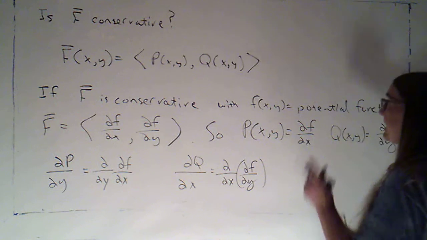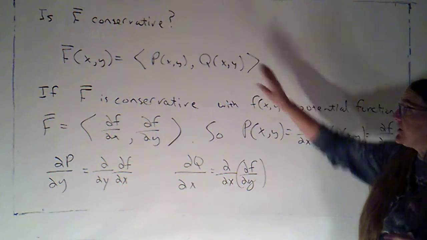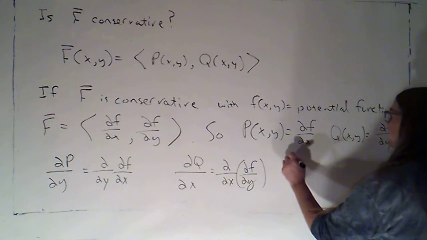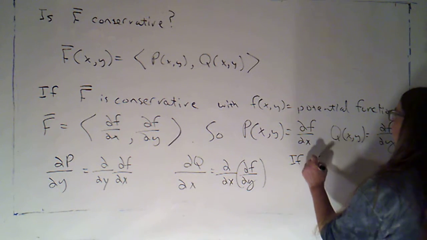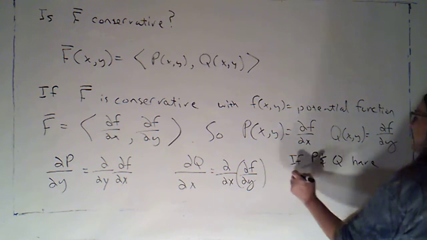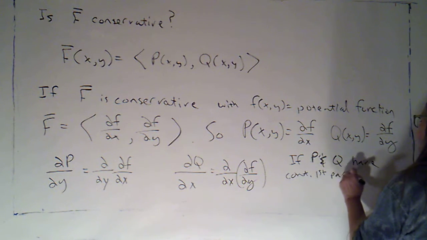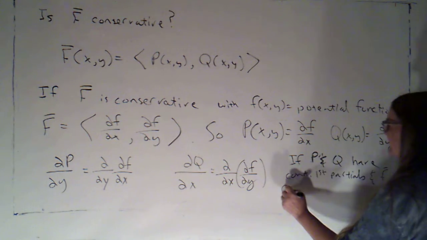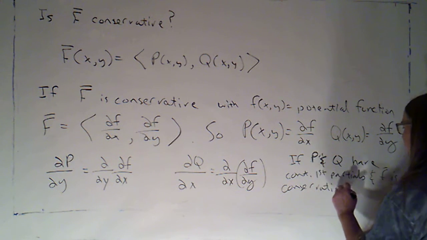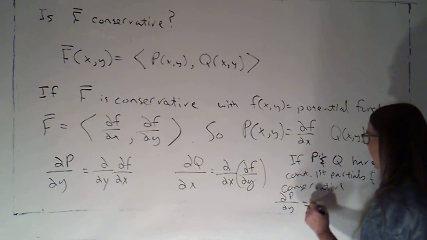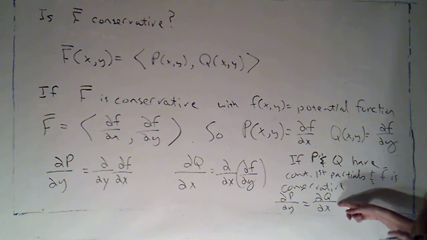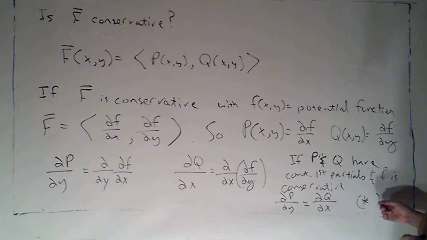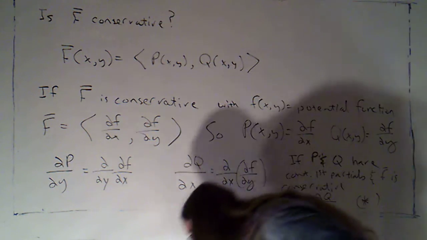So if F is conservative and if its component functions have continuous first partials, these guys will be equal. So if P and Q have continuous first partials, and those first partials are actually the second partials of f, and F is conservative, then the partial of P with respect to y will equal the partial of Q with respect to x. So that's something that we can see is true. I'm just going to call that equation star.